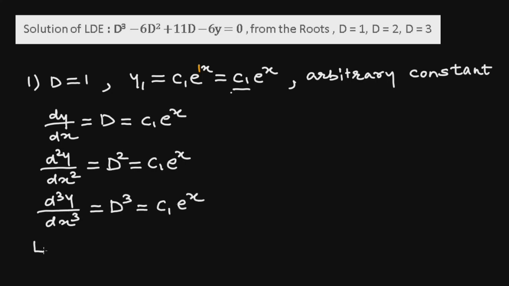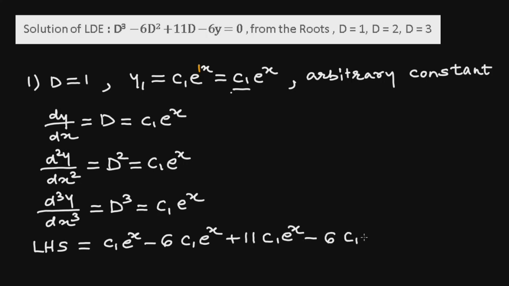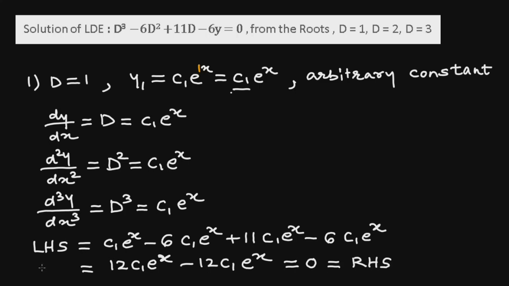The left hand side of this differential equation will be c1 e raised to x minus 6 c1 e raised to x plus 11 c1 e raised to x minus 6 c1 e raised to x, which will be 12 c1 e raised to x minus 12 c1 e raised to x, equal to 0, which is the right hand side. Since left hand side equals right hand side, c1 e raised to 1x is a solution of the given linear differential equation.